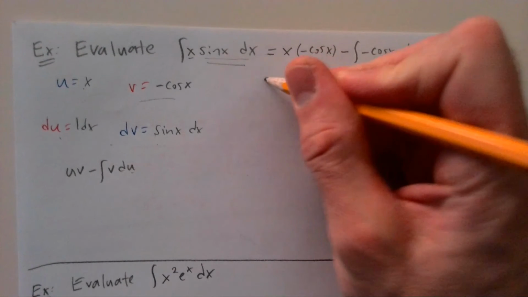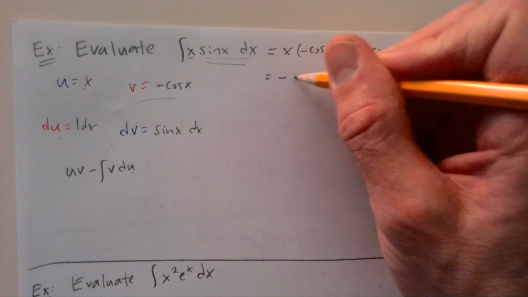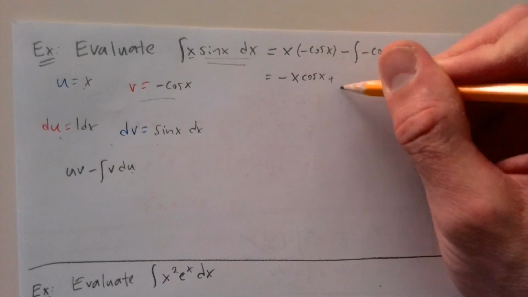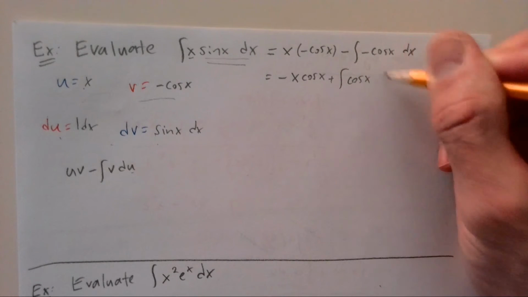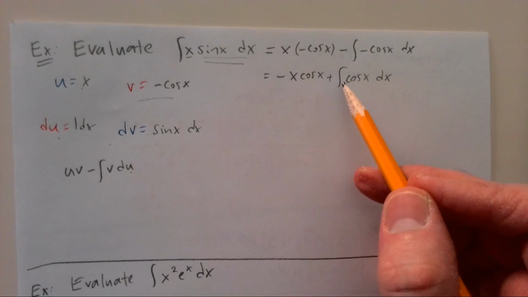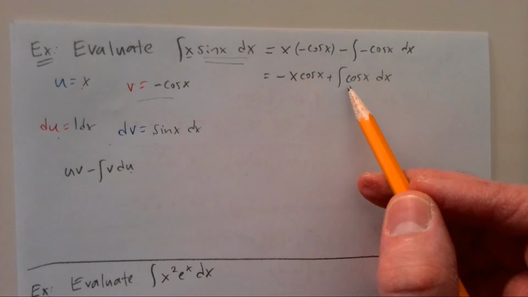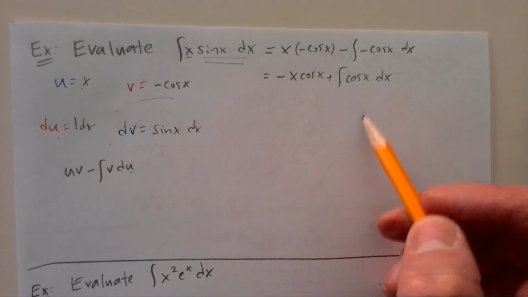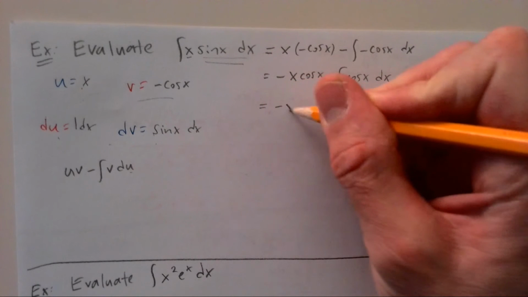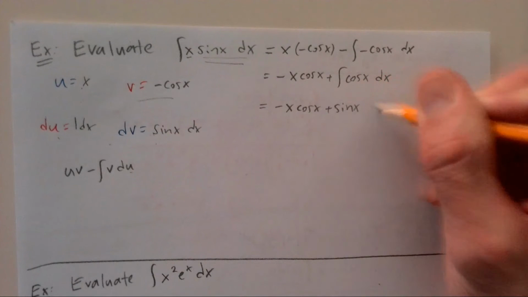Let me go ahead and clean up the signs there. So minus x cosine of x plus the integral of cosine of x dx. Okay, cool. We're at a point where we can just take the integral of this. Now I just want to caution you, with a lot of integration by parts problems, you have to use integration by parts more than once. We're pretty fortunate here, we can just take that antiderivative. So we get minus x cosine x plus sine of x plus c.